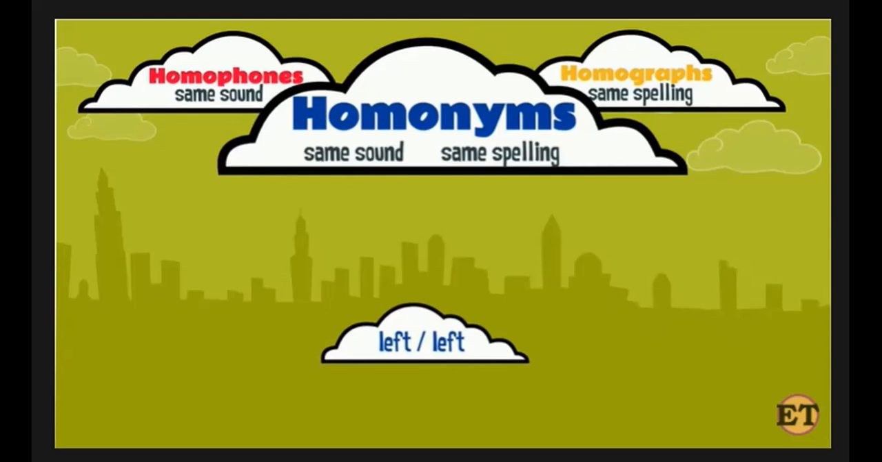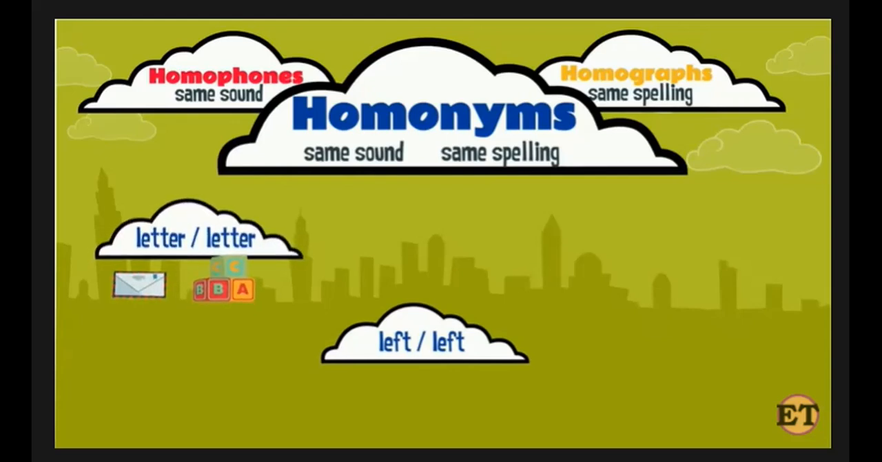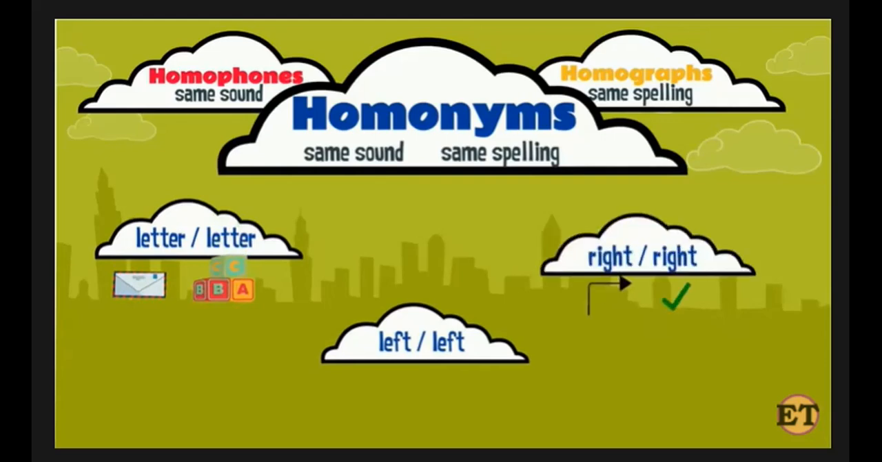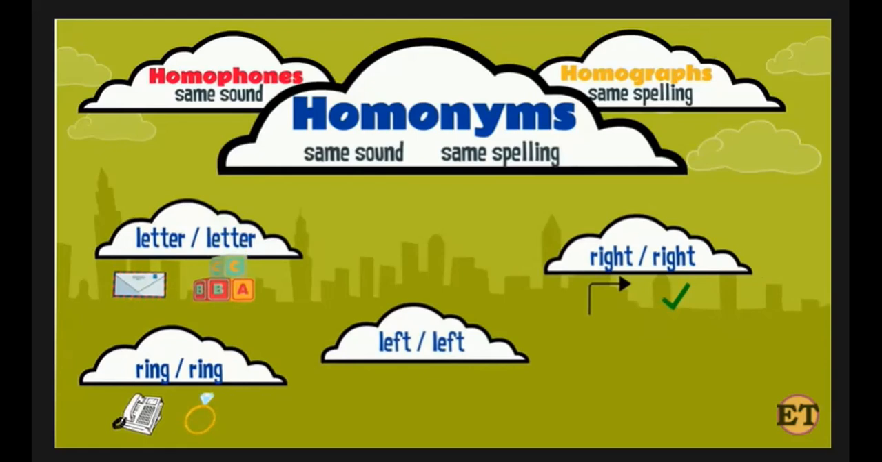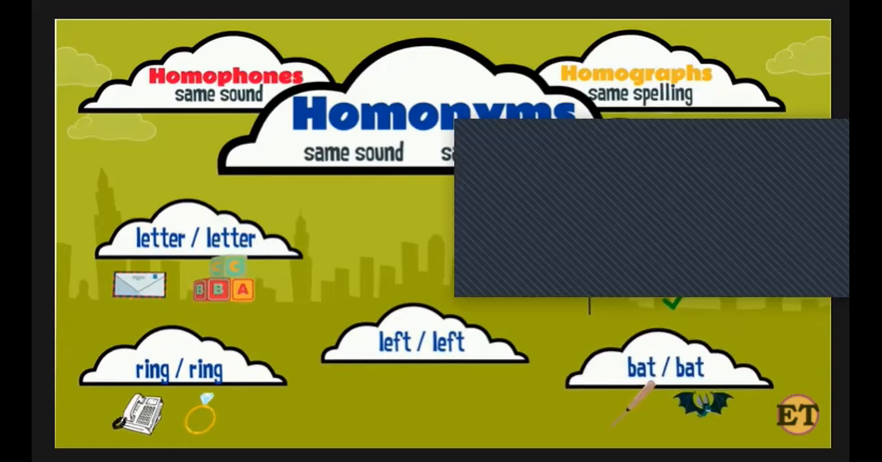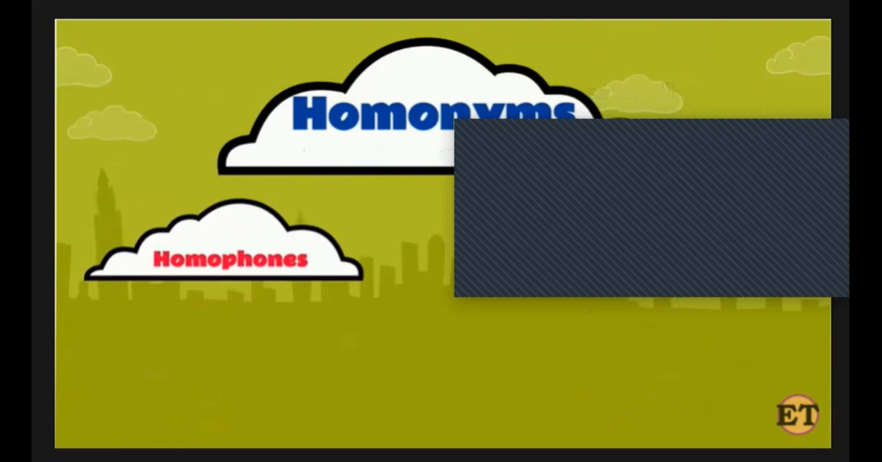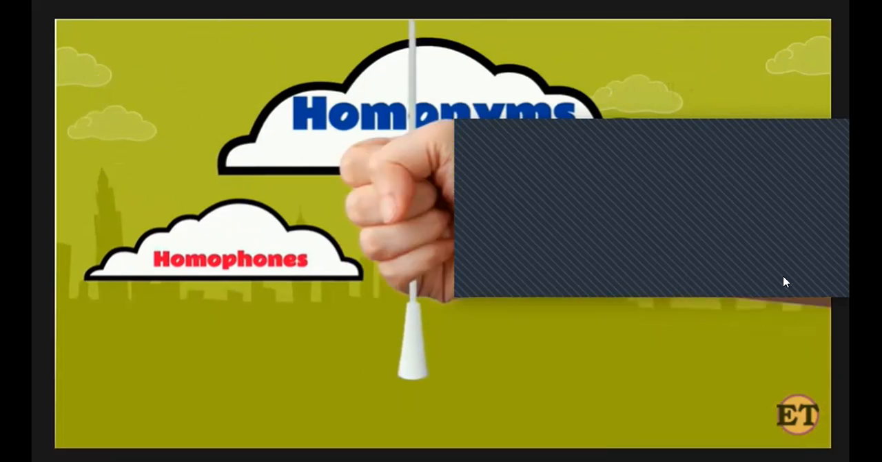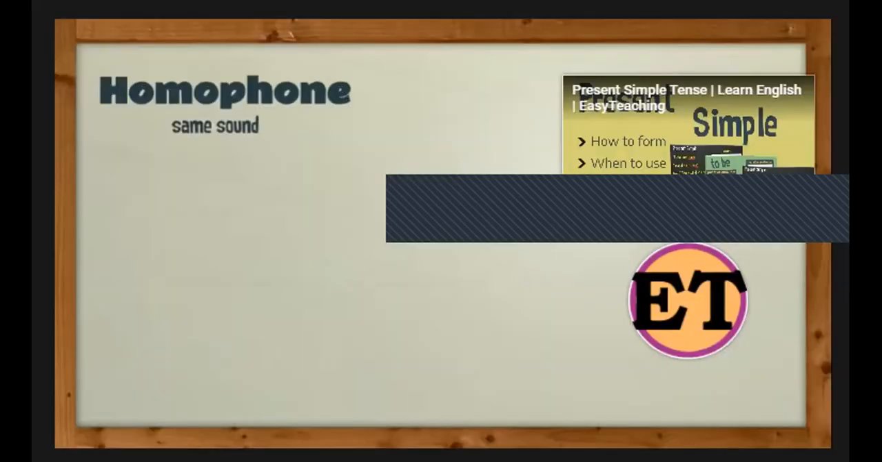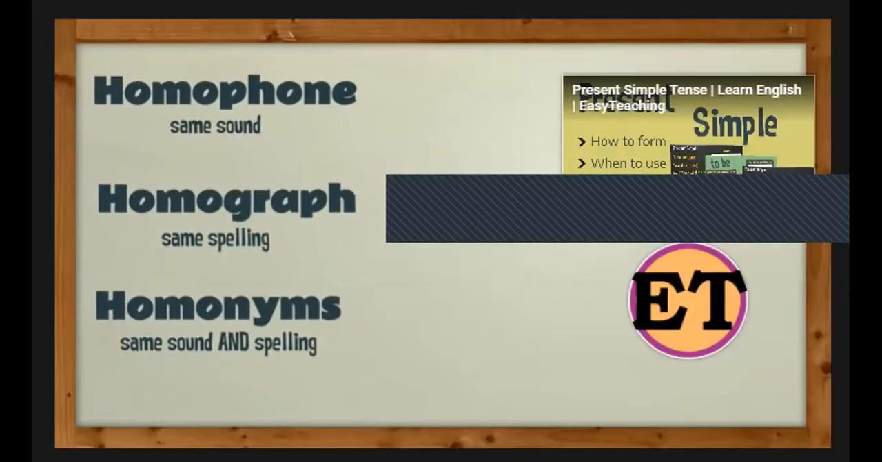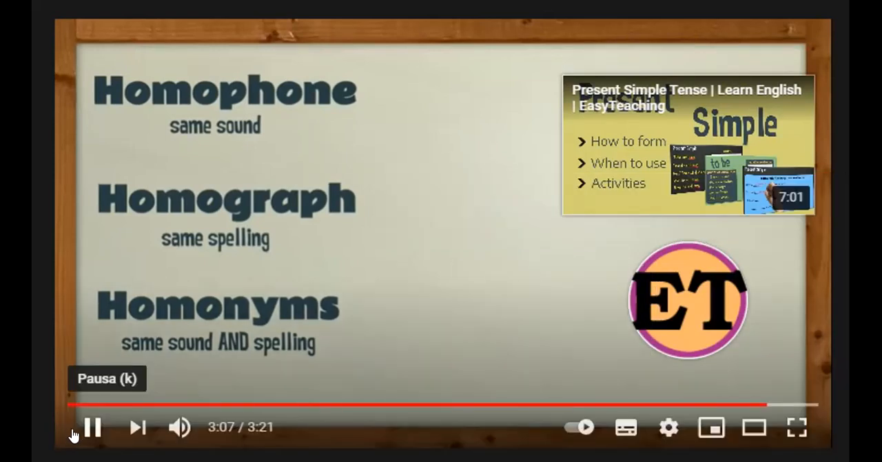Here are some examples of homonyms. Letter and letter, right and right, ring and ring, bat and bat. Sometimes the word homonym is used more broadly to refer to any word that is a homophone or a homograph. See how many homophones, homographs, and homonyms you can think of. Make a list.